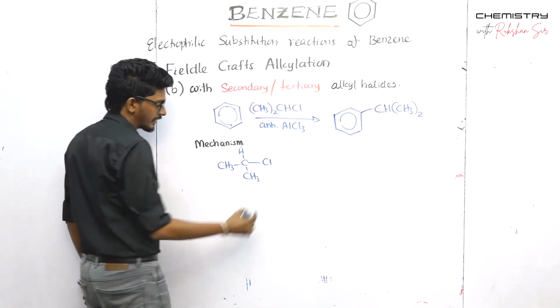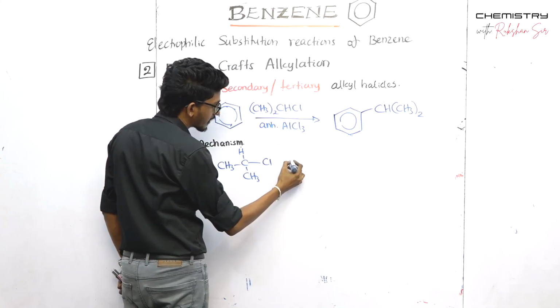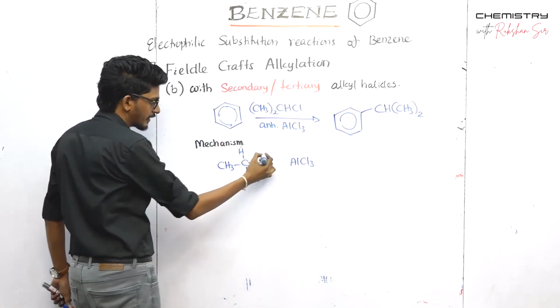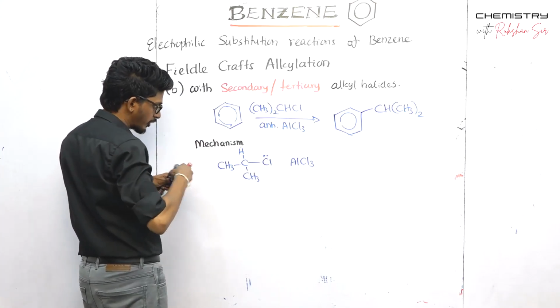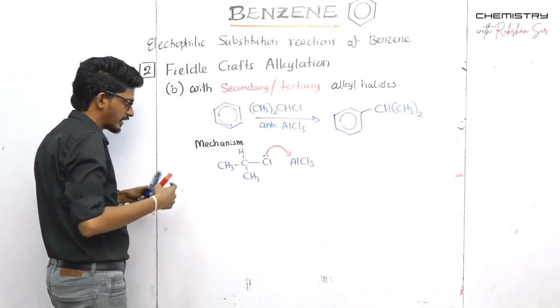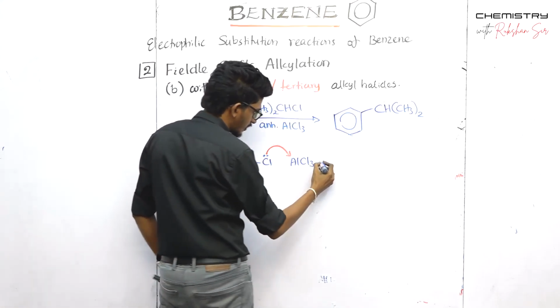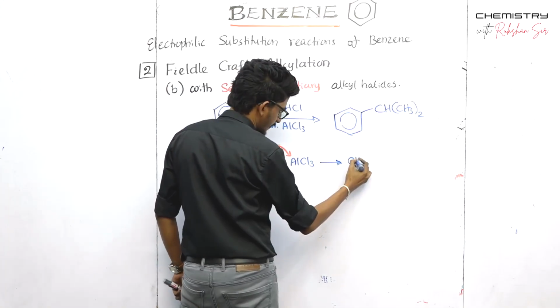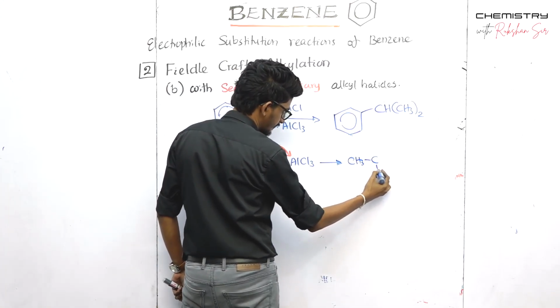So that is it. The second alkyl halide is reacting with AlCl3. So what will happen? Lone pair electrons will donate, like in the earlier case. No difference to the earlier case still, right? So you will come up with this one.